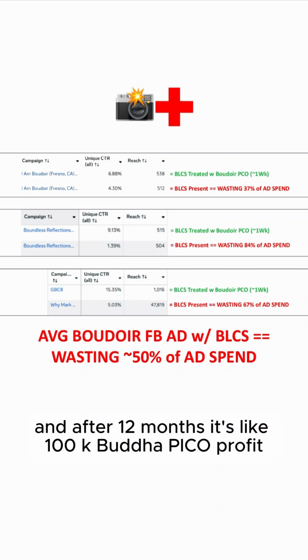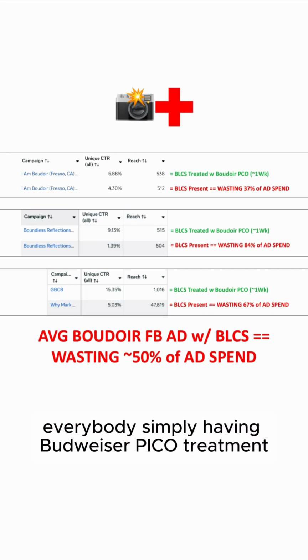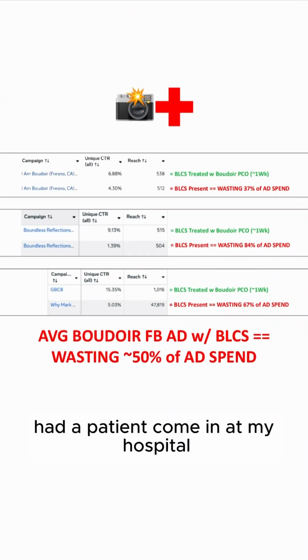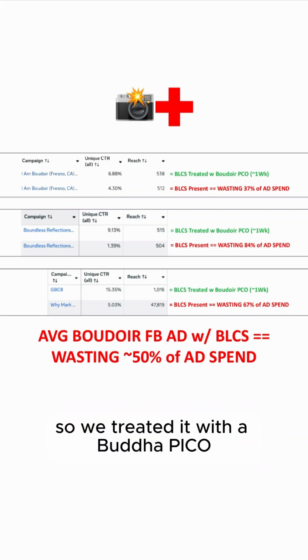And after 12 months, it's like 100K Boudoir Pico profit, literally by simply having Boudoir Pico treatment once. Finally, we had a patient come in at my hospital who saw his unique CTR of his Boudoir Facebook ad was 5.03%. So we treated it with Boudoir Pico.